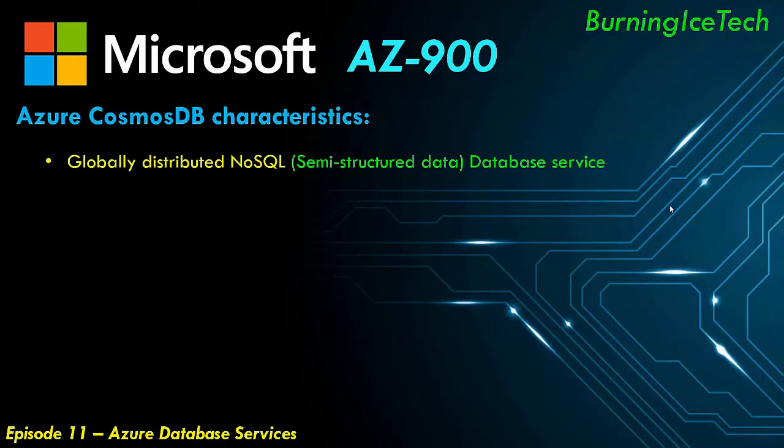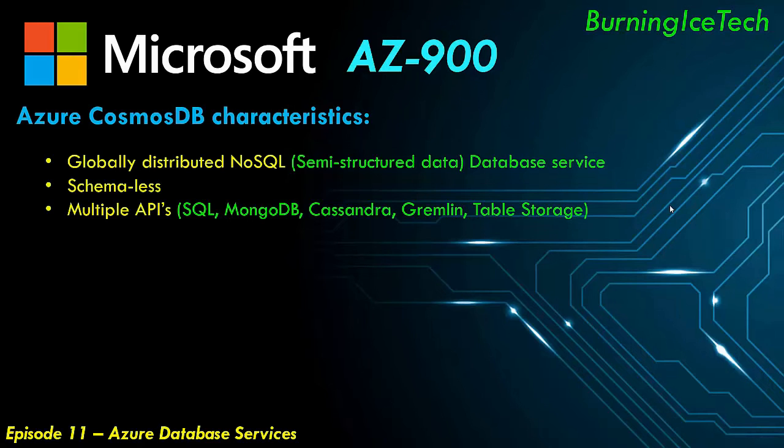Okay, folks, so just to summarize some of the characteristics of Cosmos DB, as we've just explained a moment ago, Azure's Cosmos DB is a globally distributed NoSQL database service. Now, this is semi-structured data, and because semi-structured data does not need to follow a schema, this is a schema-less database, unlike the next topic which is on our list.